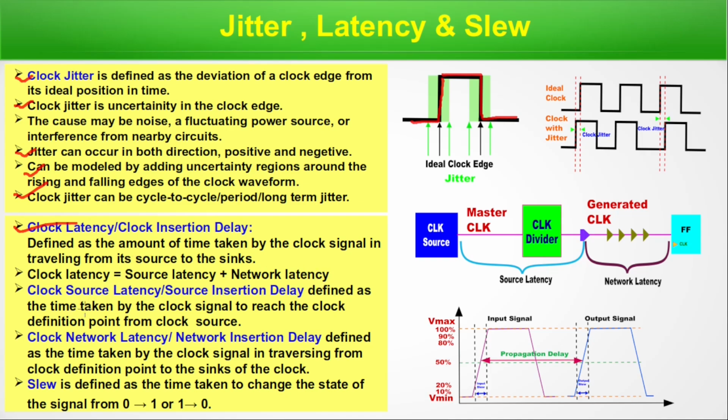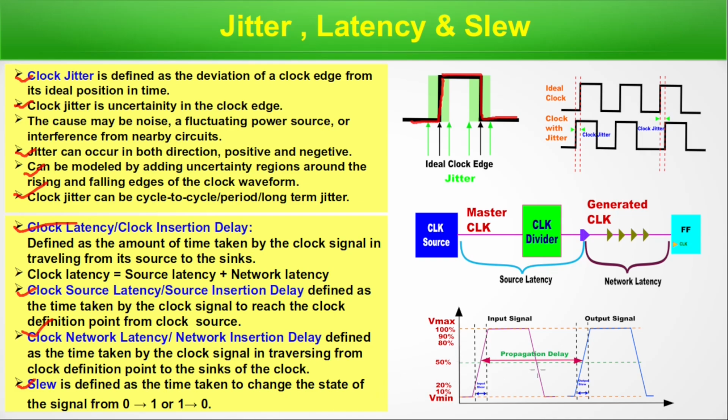Now clock source latency is defined as the time taken by the clock signal to reach the clock definition point from the clock source. That is the definition point and that's the source. The time taken by the clock signal to travel from clock source to clock divider is clock source latency. Clock network latency, or network insertion latency, is defined as the time taken by the clock signal in traversing from the clock definition point to the sinks of the clock. So this is the network latency. Altogether, total latency is source latency plus network latency.